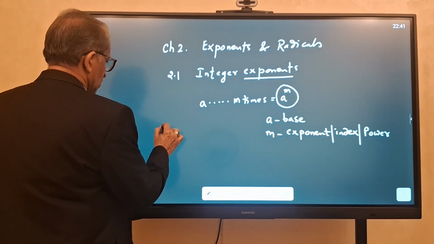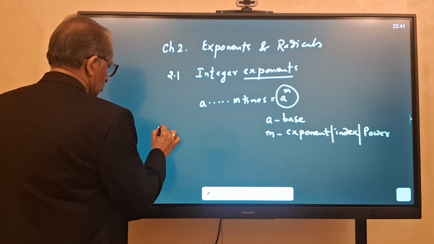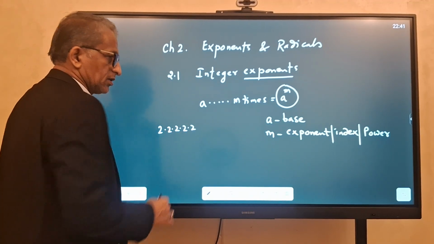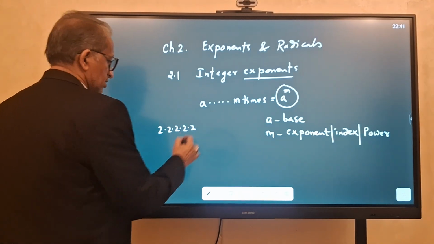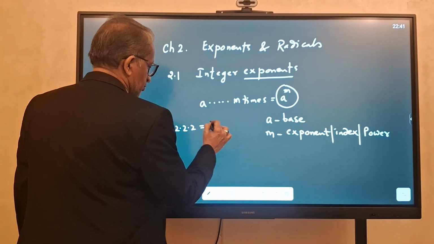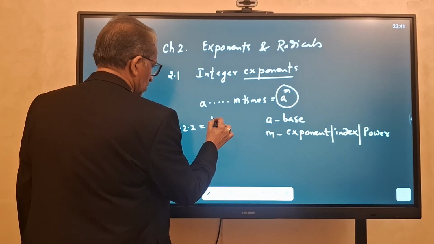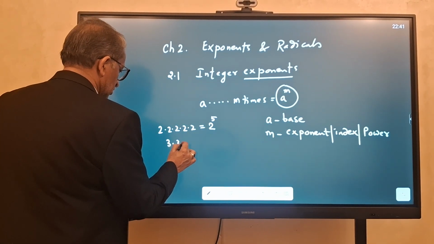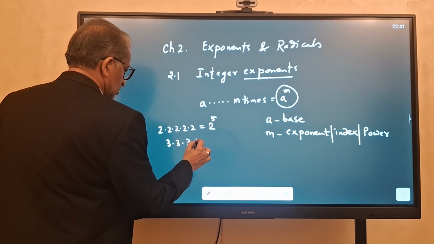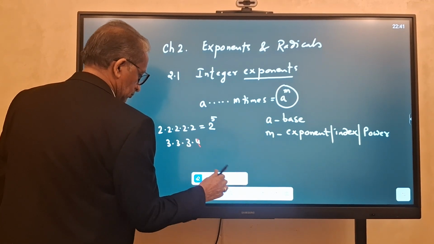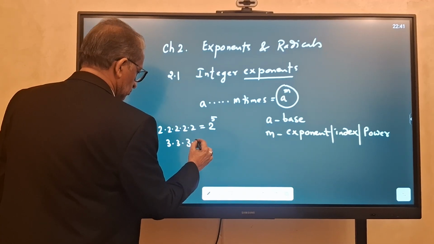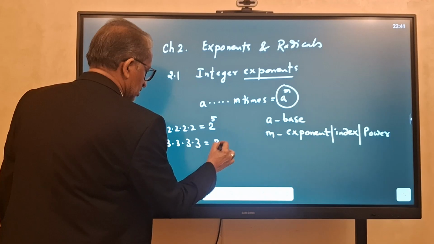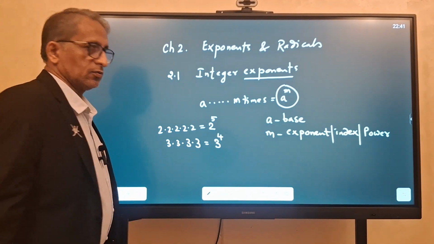For example, suppose 2 is multiplied 5 times. I can write this as 2 to the power 5. If 3 is multiplied 4 times, then we write 3 to the power 4.